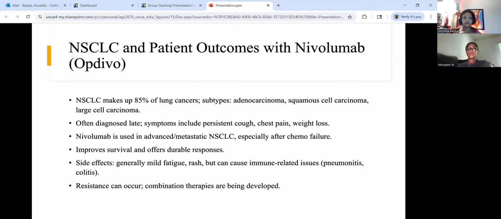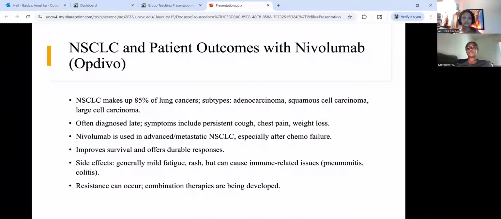Nivolumab is usually used within higher risk cases of NSCLC, typically after chemo has failed. So it's usually like a backup to chemotherapy. Despite that, it does improve survival and it also offers durability in patient response to the treatment, therefore improving patient quality of life. A few of the side effects do include mild fatigue, sometimes rash, and other immune-related issues.